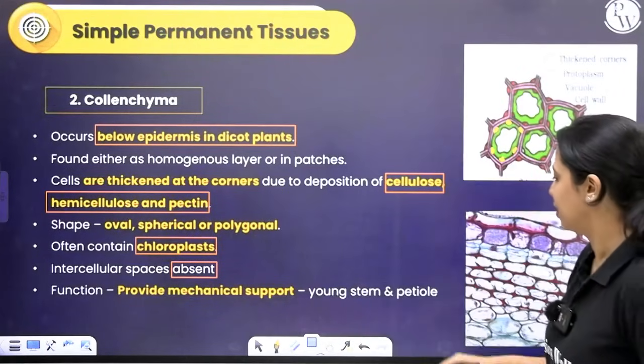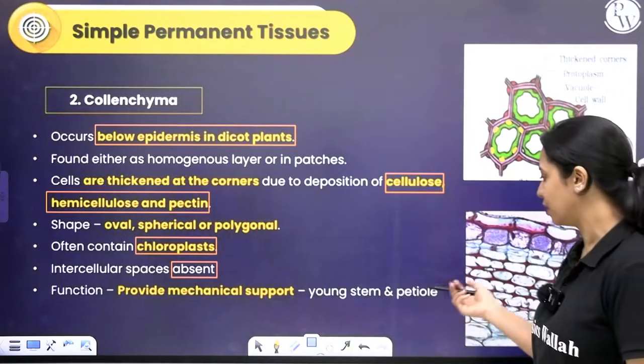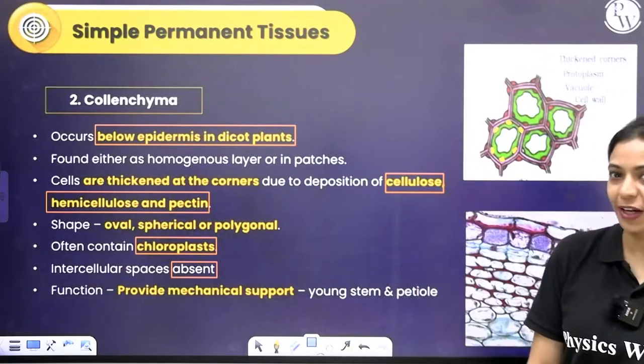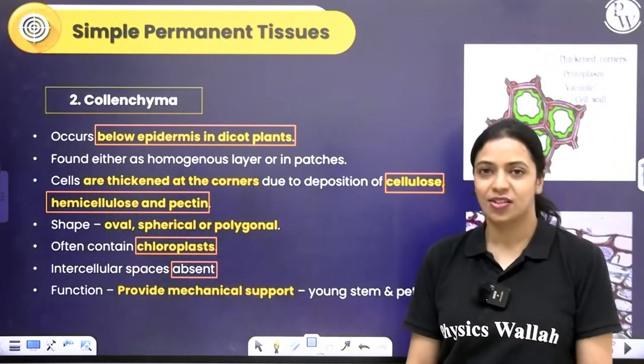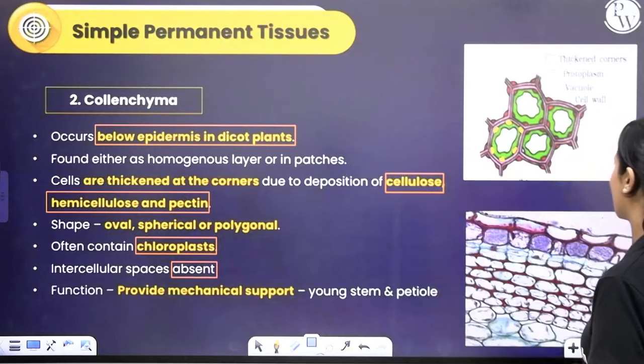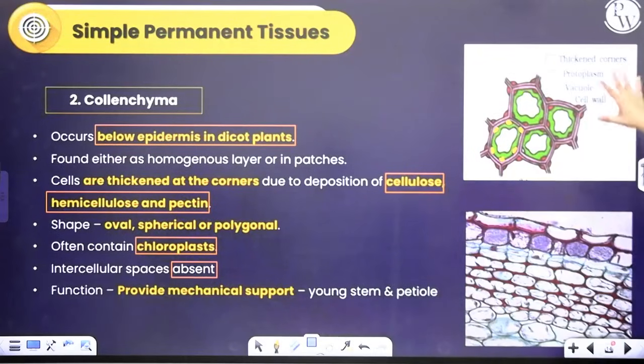They are present in young stems like I told you earlier and also in the petiole. What is petiole now? We've learnt about it in the last chapter. Petiole is the stalk of the leaf. So they can be present there. Okay, that's all you need to know about collenchyma. Know these diagrams because diagram based questions can be asked.